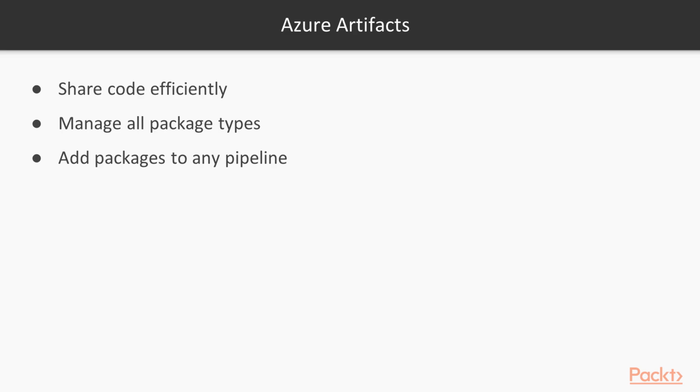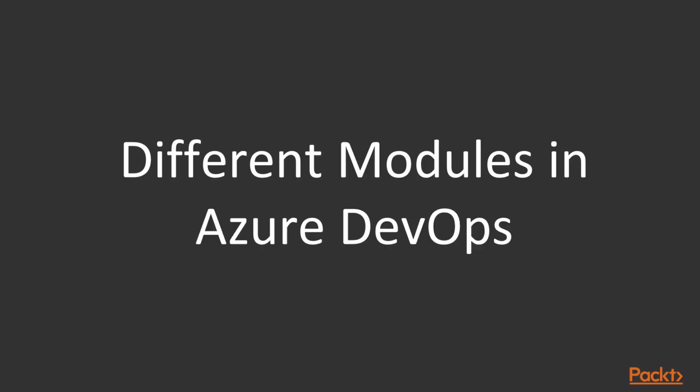The extensions marketplace gives you a variety of plugins and extensions, such as AWS tools for Microsoft, Slack integration, and many more that you can integrate with your pipeline. Now, let's look at the different modules in Azure DevOps.